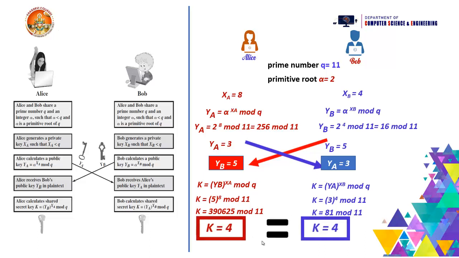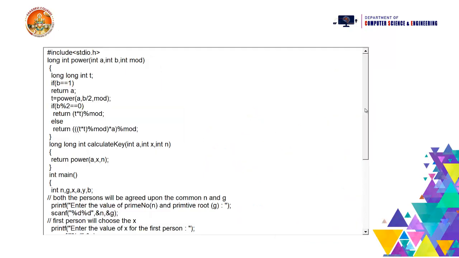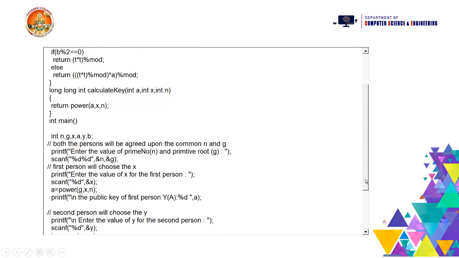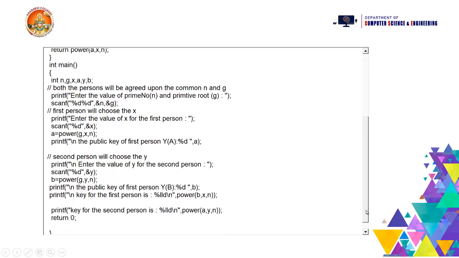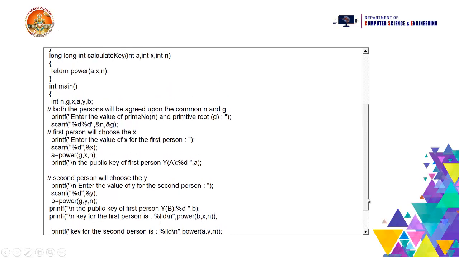Now see, both secret keys are the same. Sender and receiver have the same secret key. By using this secret key, the messages are encrypted and decrypted. This is the Diffie-Hellman key exchange program, in which I have written logic for calculating the public key and calculating the secret key between both the users by using prime number Q, primitive root alpha and private keys XA and XB.